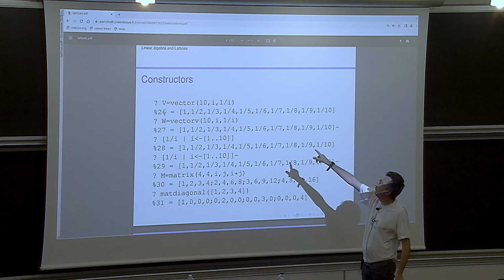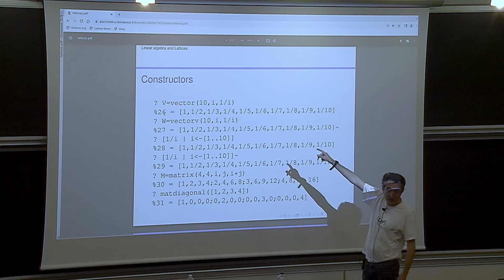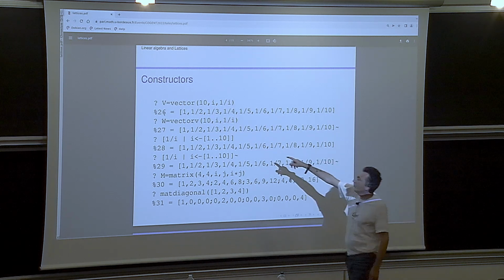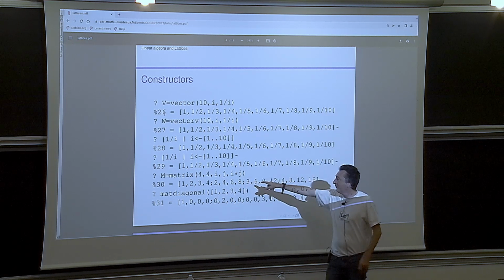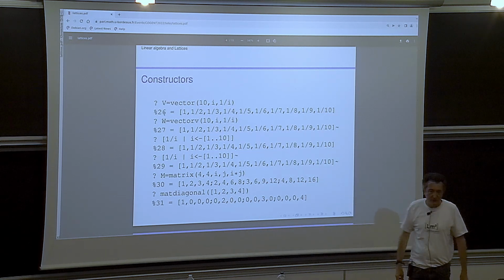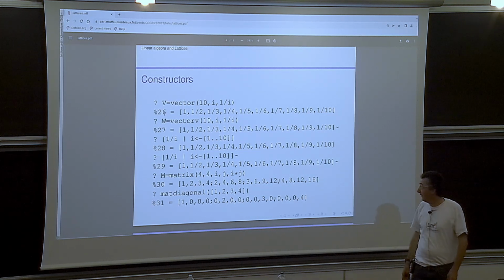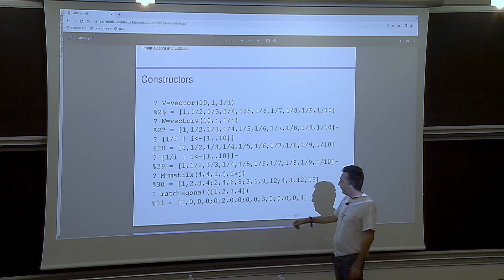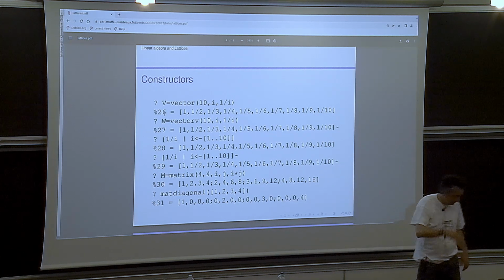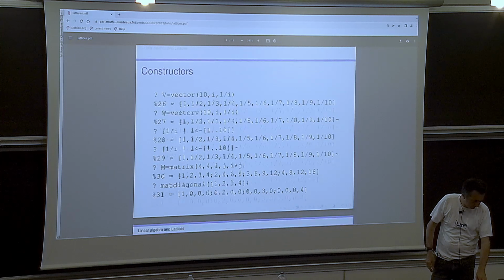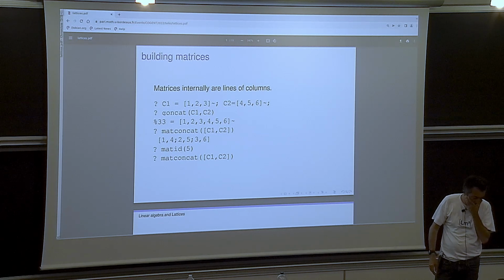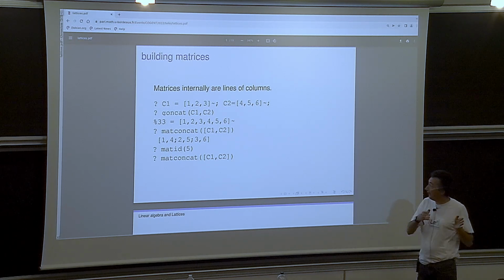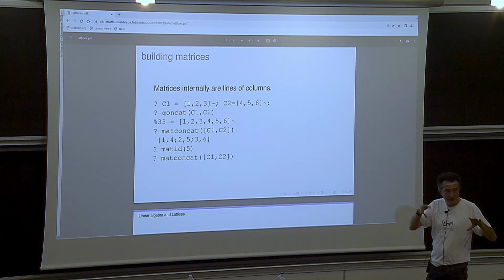So we can use vector to build the vector of the component 1 over i for all i, but you can also do it using comprehension. And the same for matrix. With matrix, you give a formula for the coefficient i, j, and it will give you the matrix. And you can also create a matrix with a specific diagonal, a diagonal matrix. Okay, so matrices are internally stored as lines of columns.